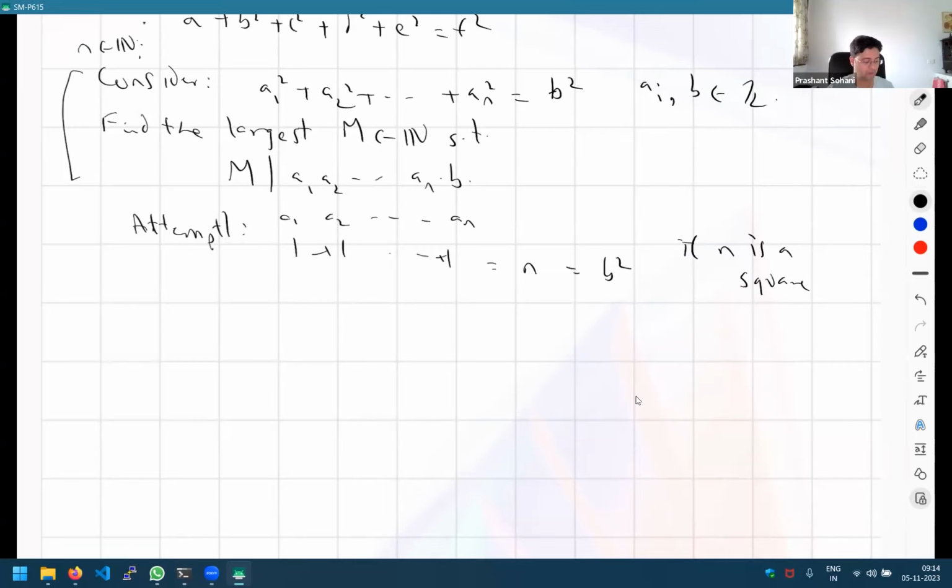So in general, how will you try to find that smallest solution? If all of them cannot be 1, maybe what we'll try is to let n minus 1 of them be 1 and keep one of them variable. So let us keep the first as a1 and set all the rest to 1. Therefore the equation we get is a1 square plus n minus 1 is equal to b square. So can we find a solution for this?